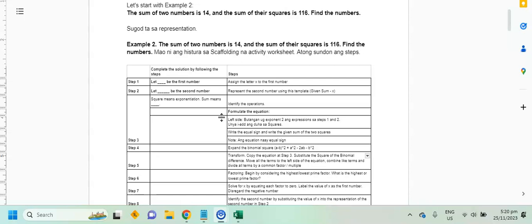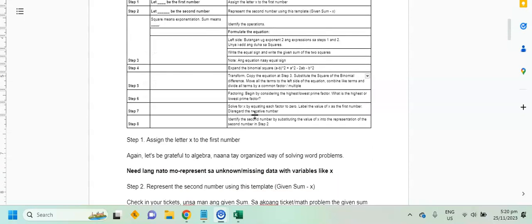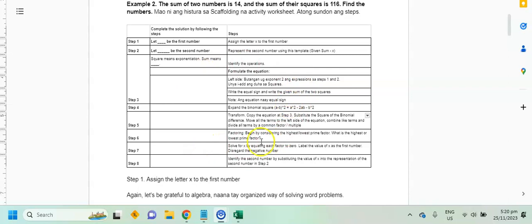So let's start with this example. The sum of two numbers is 14 and the sum of their squares is 116. Find the numbers. So, sugod ta sa representation. Mao ni ang hitsura sa scaffolding activity. So, complete the solution by following the steps.